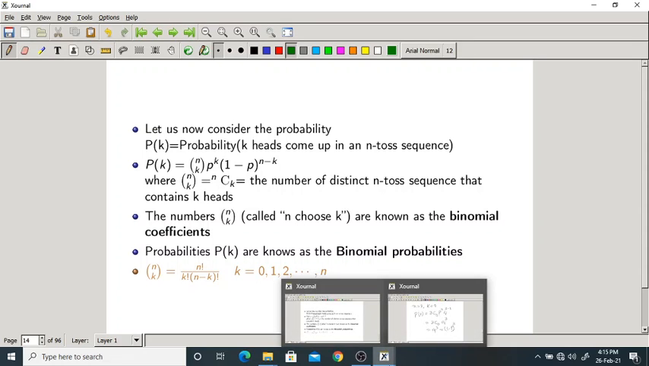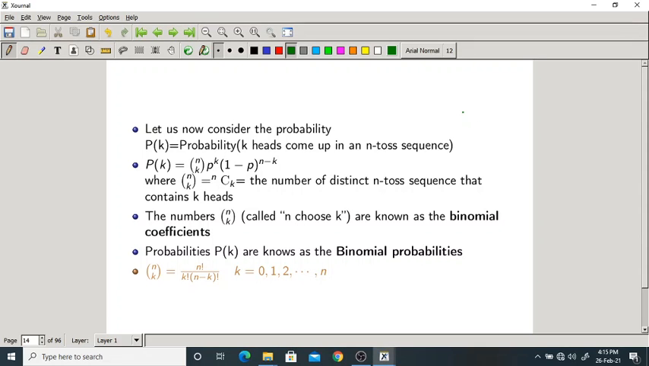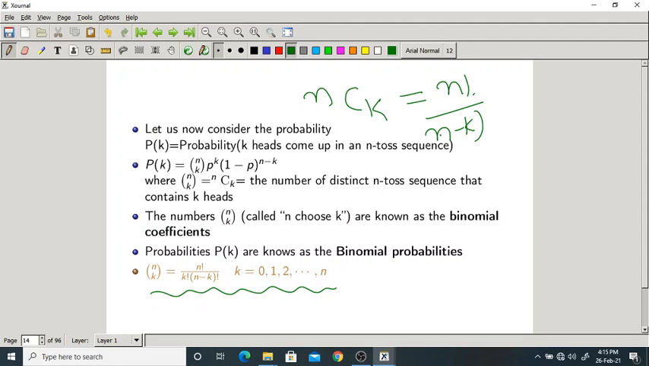You know what is the formula of nCk? I have written it here. You know it already, no need to write it again and again. n factorial by (n minus k) factorial into k factorial. But k varies from 0 to n: 0, 1, 2 up to n. Okay.